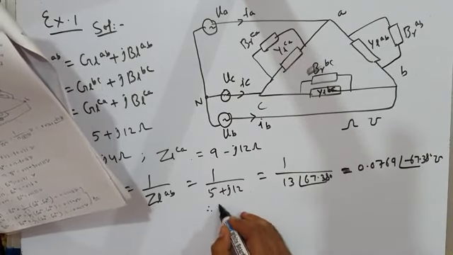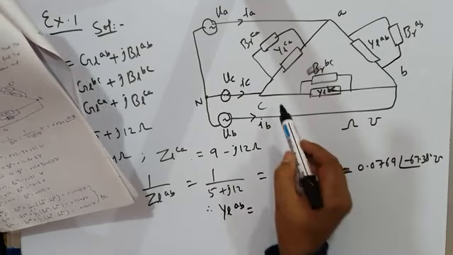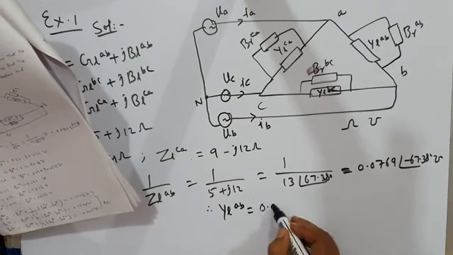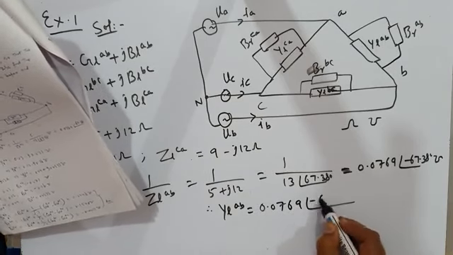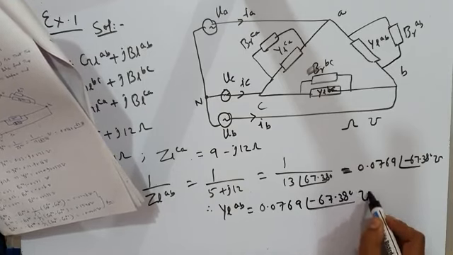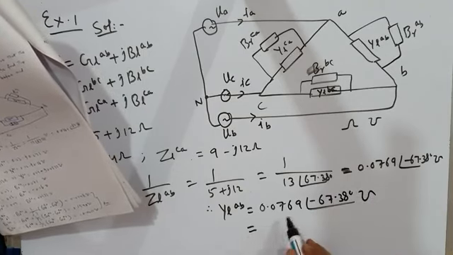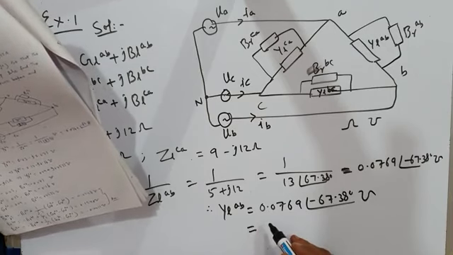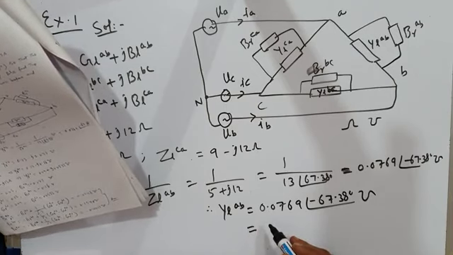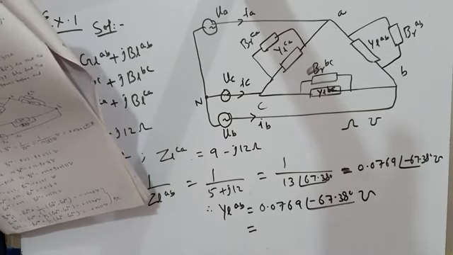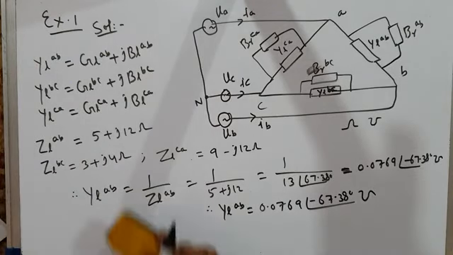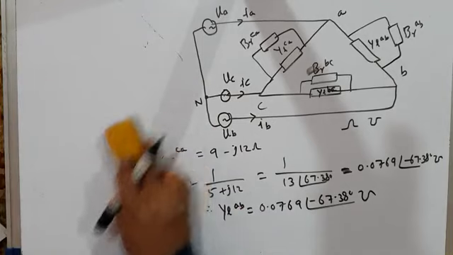So YLAB, the load admittance of branch AB, is 0.0769 at an angle of minus 67.38 degrees mhos. It is in polar form. For the rectangular form, use your calculator and transform it from polar form to rectangular form. I have not calculated that, but you can calculate it.